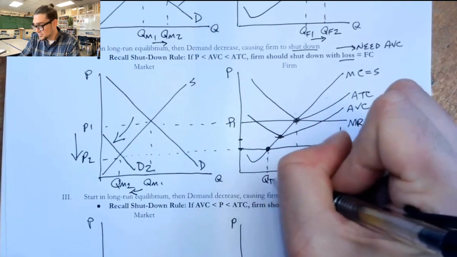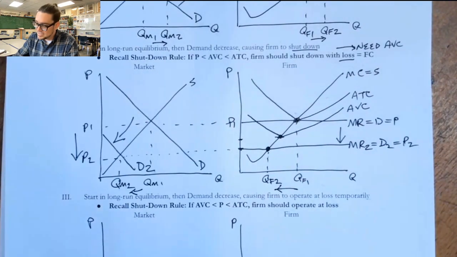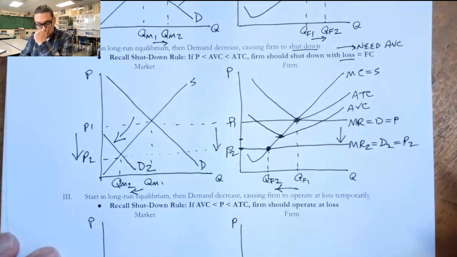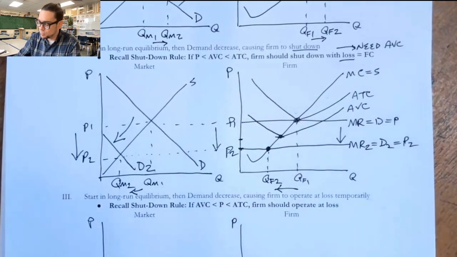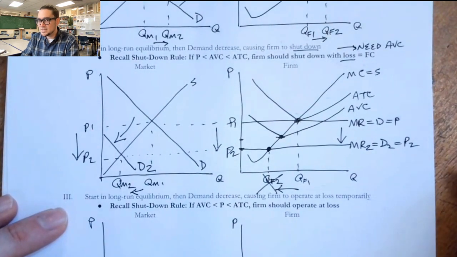But we actually know that this firm should not produce at all. The firm should shut down. And that's because P2 is less than the AVC. So what this firm actually should do is just shut down. They won't operate. They won't produce that quantity whatsoever. Instead, they're going to take their loss, which is their fixed cost. And we need to show that.